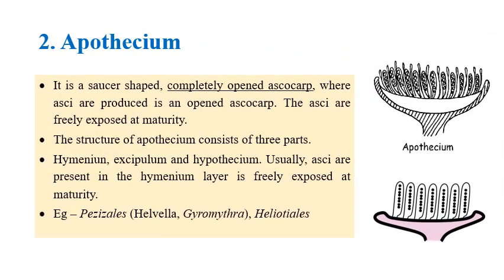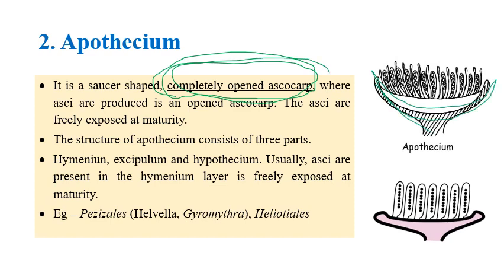The second one is apothecium. Cleistothecium is a completely closed fruiting body, that is ascocarp. When it comes to apothecium, it is completely opposite to cleistothecium, that is, a completely opened ascocarp. There is no closing, where the asci are freely produced on the exposed surface, outside. Apothecium consists of three things: hymenium, excipulum and hypothecium. These are not necessary, you just remember one thing. Apothecium is just a completely opened ascocarp, where the spores are freely exposed or released outside.